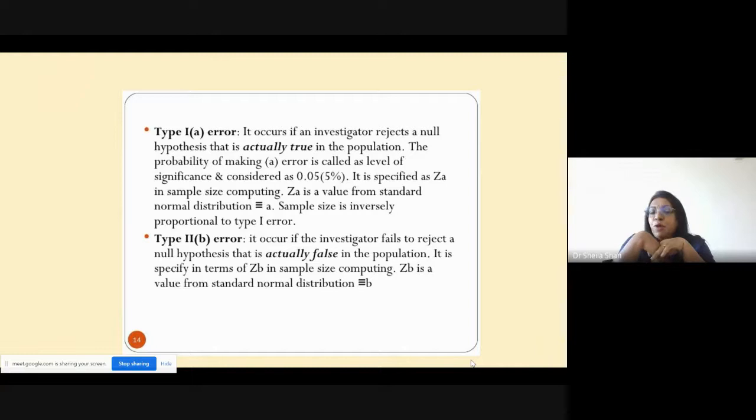Okay, type 2 error. You fail to reject a null hypothesis. You're supposed to reject. Your intervention showed that your drug is better, but you actually fail to reject a null hypothesis that is actually false in the population. So it is called type 2 error. It is specified in terms of Zβ in sample size computing.